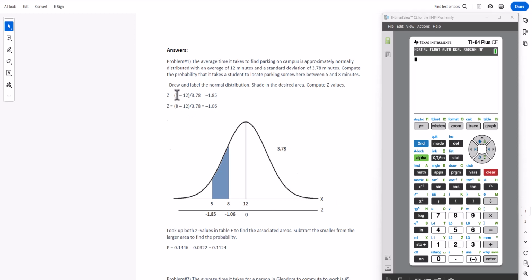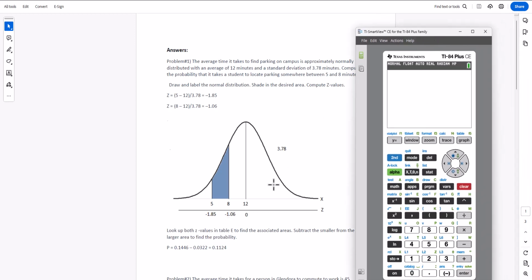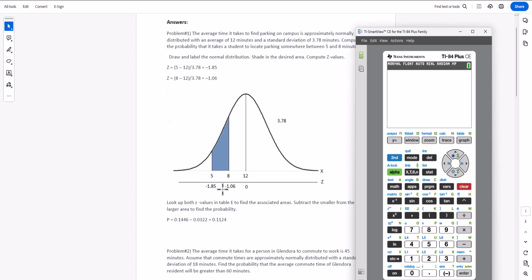So we take our first value, 5, minus the mean of 12, divided by the standard deviation, 3.78. Don't forget to subtract first. We get negative 1.85. Round the z-values to 2 decimal places. For the other value, it's 8 minus 12 divided by 3.78, negative 1.06. We would then look up these two areas in table E, subtract the smaller from the larger, to get the final answer of 0.1124.